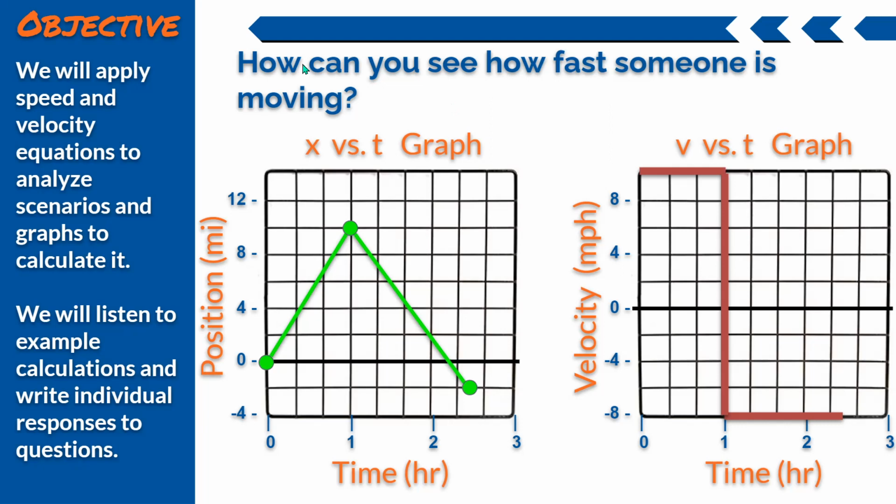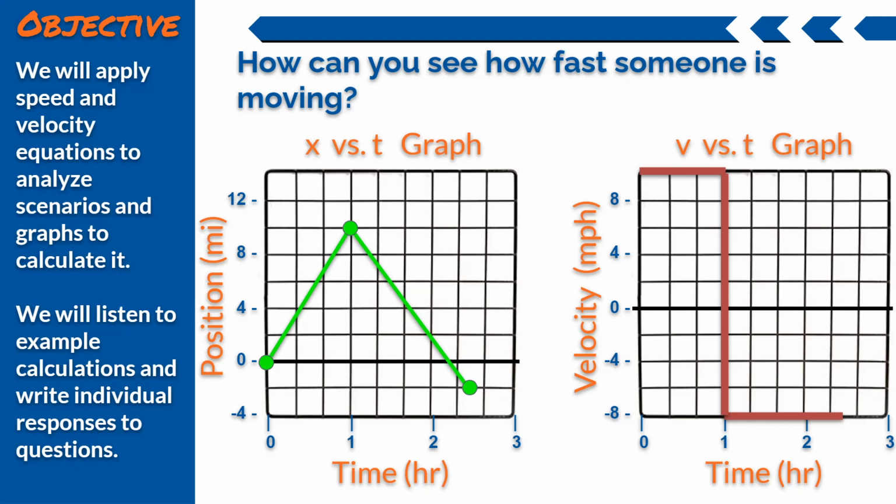How can I see how fast someone is moving? On an xt graph, I have to find the slope, because my change in position over time is velocity. That'll tell me how fast. On my VT graph, it's really easy. I just read the value. This horizontal line is at +10. Therefore, I'm moving +10 because that's what this axis is measuring, velocity. So read where your data point is at that point in time. That will tell you how fast you're going at that point in time. You can find your instantaneous velocity. That's your velocity at a certain instant.